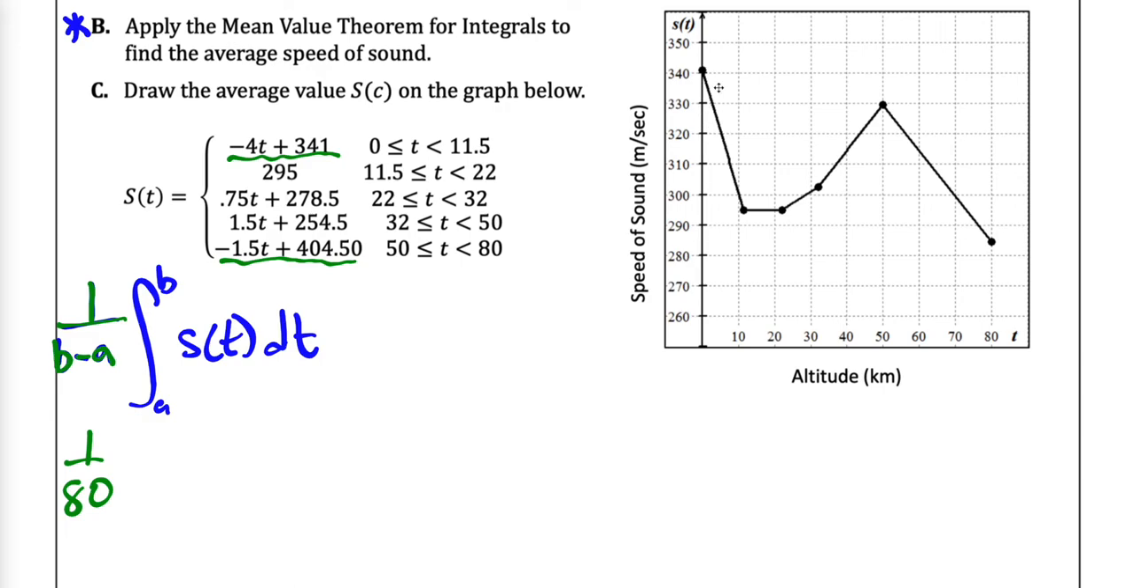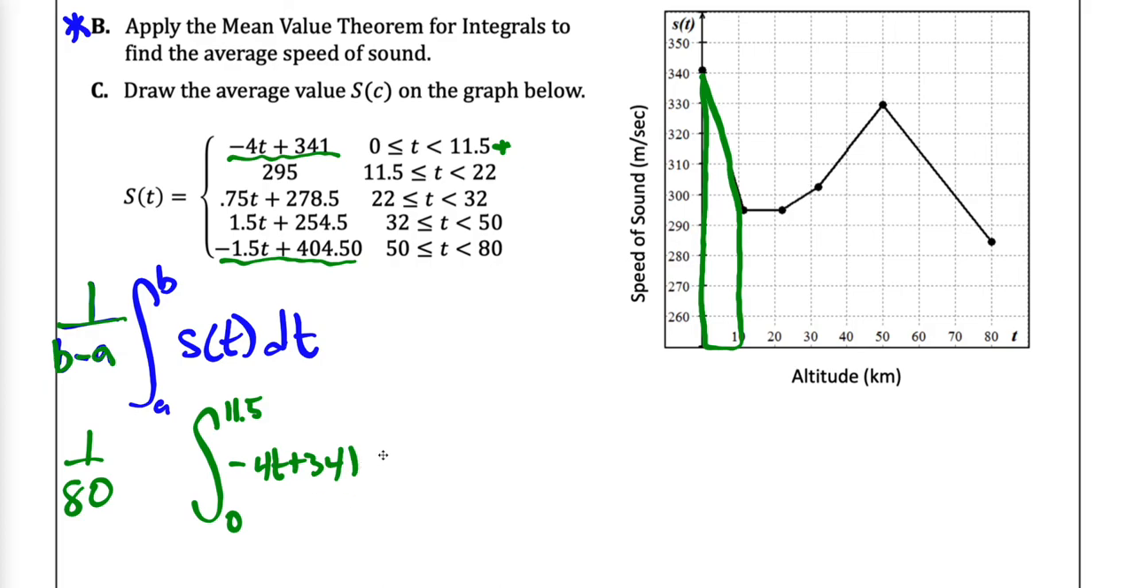So one thing we could do is find this first area. You could find it by making an actual trapezoid, kind of like when we did estimating. So you could find the area with a trapezoid, or you could integrate negative 4t plus 341, but you could only integrate from 0 to 11.5 because you're told that's where the first section was.